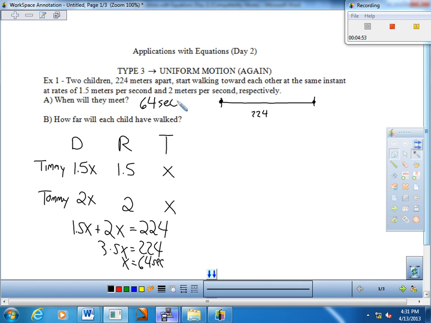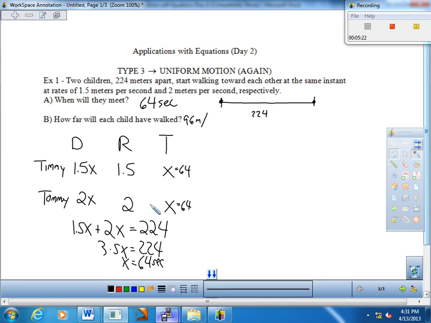That's looking really nice. And then it does say how far will each child have walked. And so if this is 64, again, just kind of throwing things into the table here. You can do this or not do this. It's your call. Could I probably find the distance for Timmy and the distance for Tommy here? Yeah, probably. Let's see, 1.5 times 64 here. I'm getting 96 on that. So 96 meters for little Timmy.